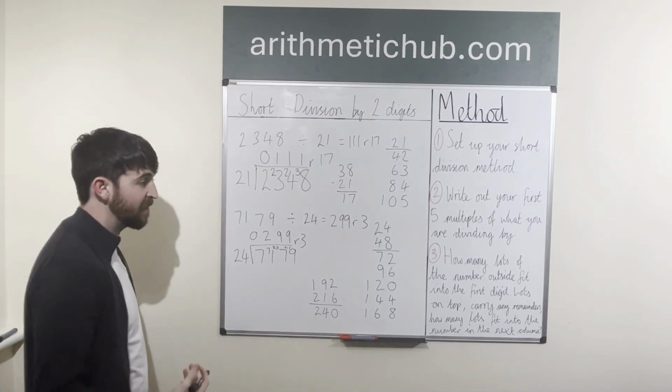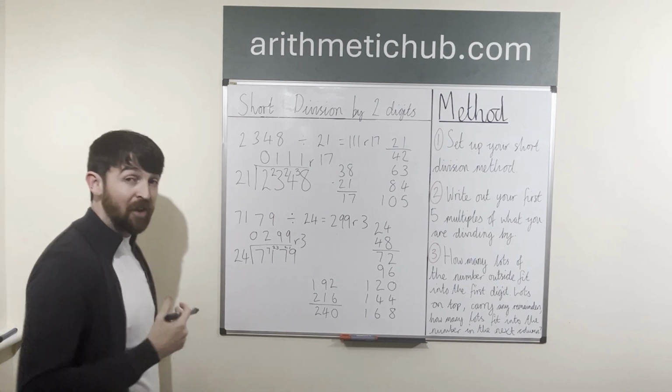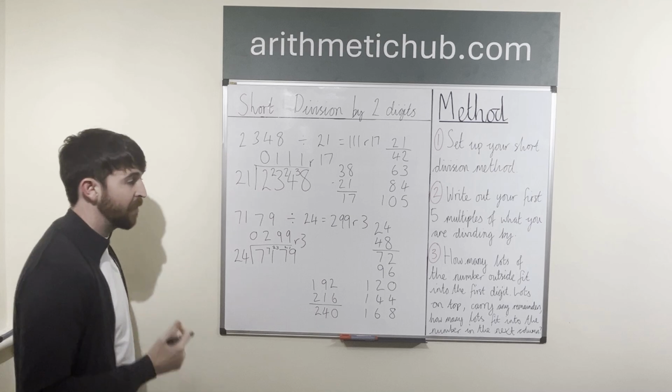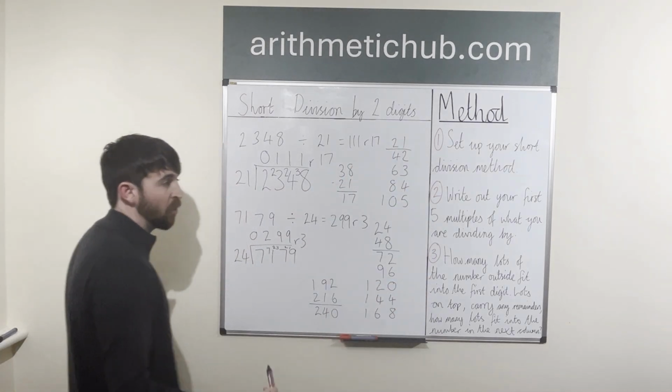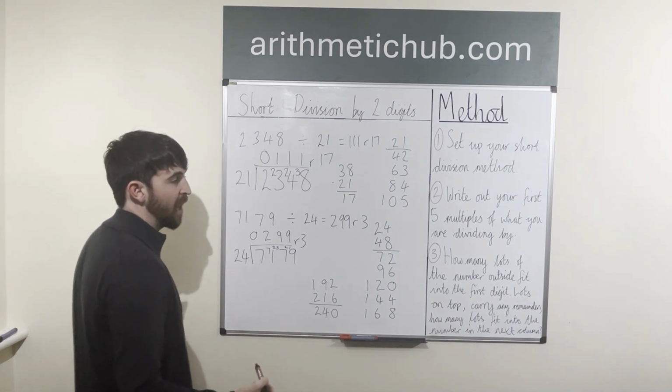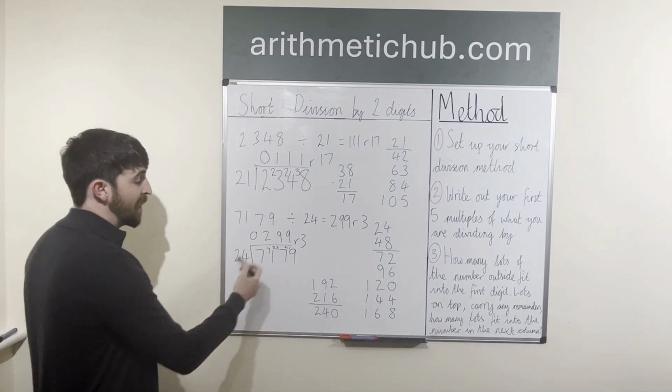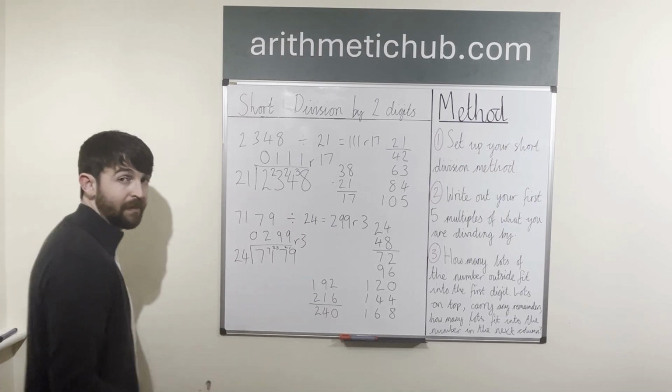Very complex answer, that's a very complex question. But really well done if you were able to follow that method. Remember, stick to the parts of the method there, set up your short division method, write out your first 5 multiples, and then just keep following the steps like that.